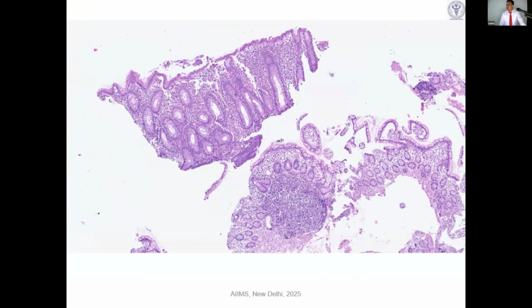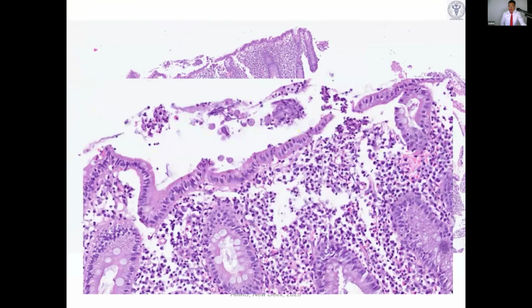So would you jump to make a differential diagnosis of either TB or Crohn's? So what is your idea? So we also thought it is a patchy chronic active, but always we go into high power and look for if there is any other etiology we can produce patchy chronic active ileocolitis like change.